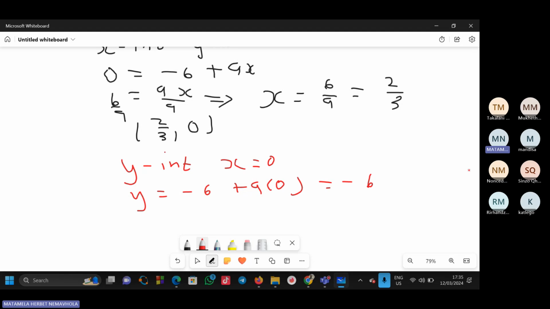So this implies that my y equals what? Equals negative 6. So in terms of coordinates, I can say when x is 0, my y equals negative 6. So now I have these 2 points. I can now draw a graph.